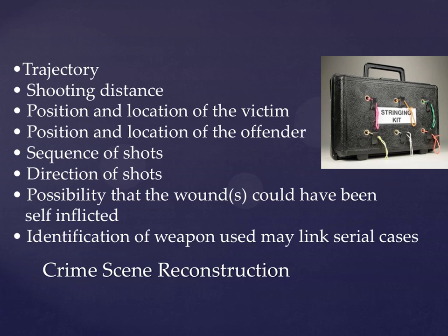Okay, one of the things that's very, very helpful for a forensic scientist when it comes to ballistics and firearms is to do a crime scene reconstruction. And when doing a crime scene reconstruction, there's a lot of information we can gather. Things like the trajectory or the path that the bullet took, the shooting distance from the person firing the shot to the person or the object getting hit, the position and location of the victim, the position and location of the offender, the sequence of shots, the direction of shots, the possibility that the wound could have been self-inflicted. So in other words, someone's attempting to commit suicide. And then we can also figure out if the use of a particular weapon could be linked to several different cases, depending on what that reconstruction shows us.